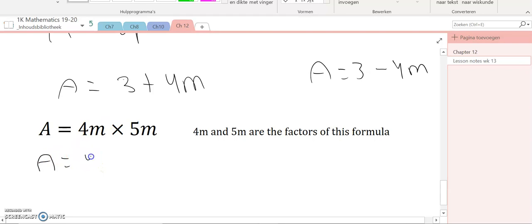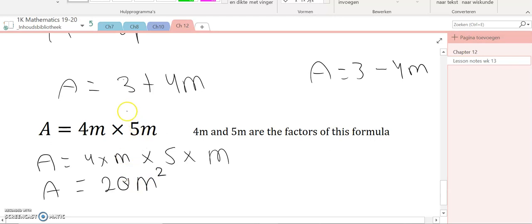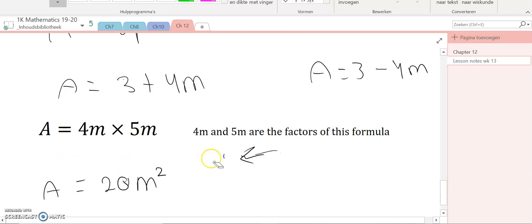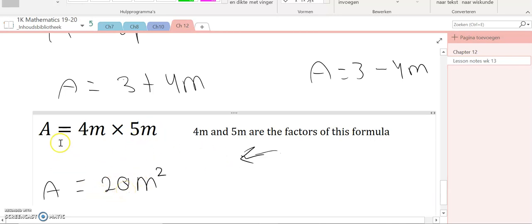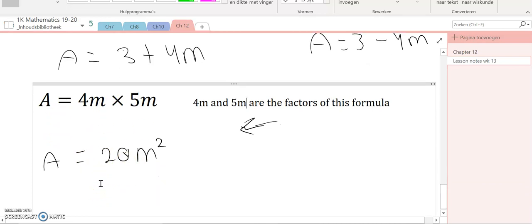4m actually is 4 times m, and we have 5 times m. And we put the numbers in front of the variables. So first we calculate 4 times 5 is 20, and m times m is m squared. This step you don't have to write down, but it's just to show you how it works. So if you have to do an exercise and they ask you to write this formula shorter, then this would be your answer. And you don't have to do other steps, so you can just fill this in. Okay, I hope it's clear to you.